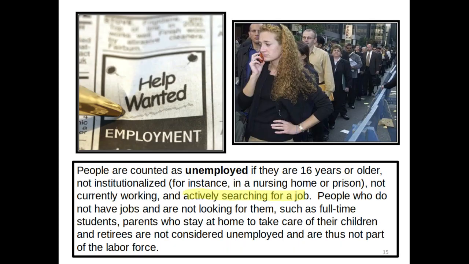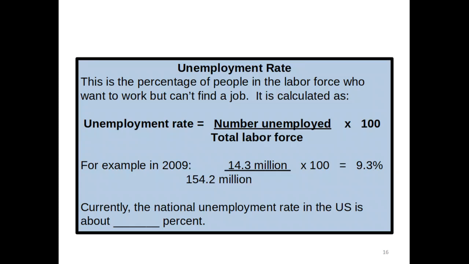People are counted as unemployed if they're 16 years or older, not institutionalized, not currently working, but they have to actively be seeking a job. People who do not have jobs and are not looking for them are not considered part of the labor force. And as soon as you quit looking for a job, you're considered not in the labor force. So unemployment rate, just like employment rate, is number unemployed divided by total labor force times 100.